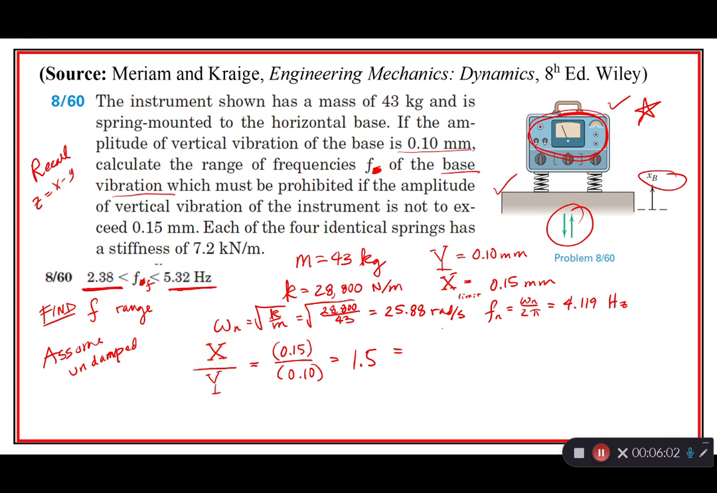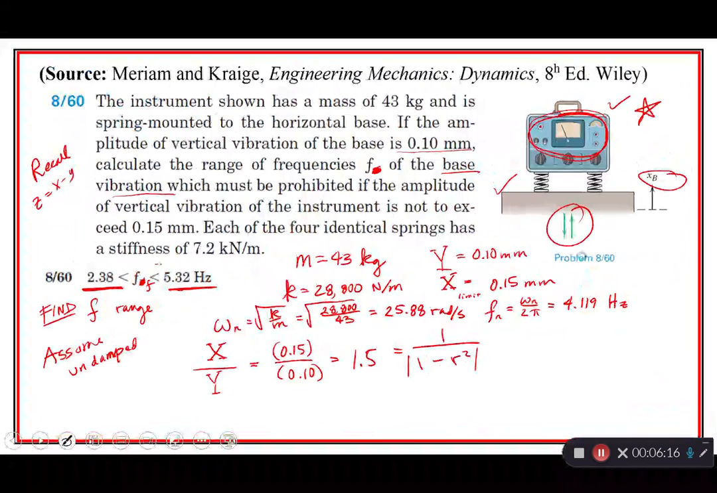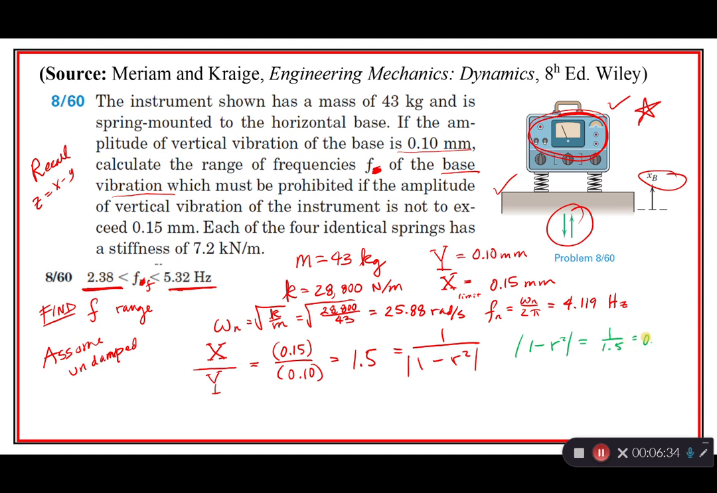So as a view of an x, that means we have this 1 minus r squared behavior that we want to look at. And we try to find what r's are required to cause that. So we end up getting the absolute value of 1 minus r squared is equal to 1 over 1.5, which we know is 0.6667.